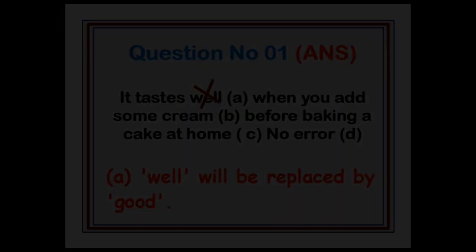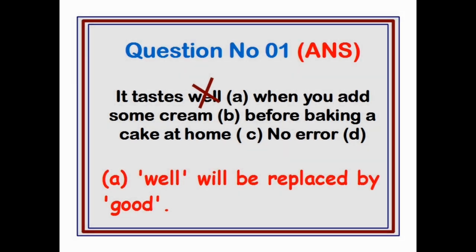But here, after tastes, the word well is used, which is actually an adverb. So this well will be replaced by good here. So the final sentence will be, it tastes good when you add some cream before baking a cake at home. So the error part is the A part.